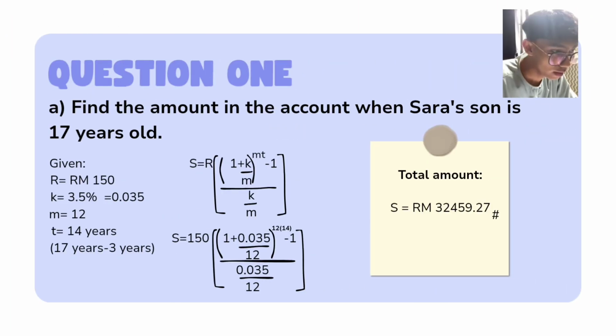Okay, for question 1, Sarah opened a savings account from the Education Fund since she was 3 years old. The account pays 3.5% compounded monthly. She would deposit 150 into the account until Sarah is 17 years old. So the question is, find the amount in the account when Sarah is 17 years old.